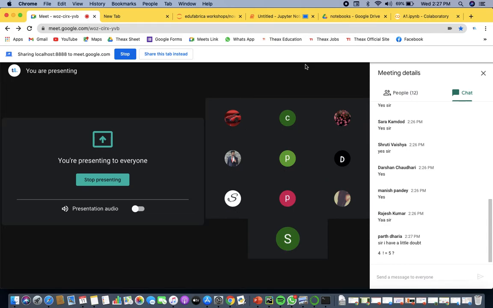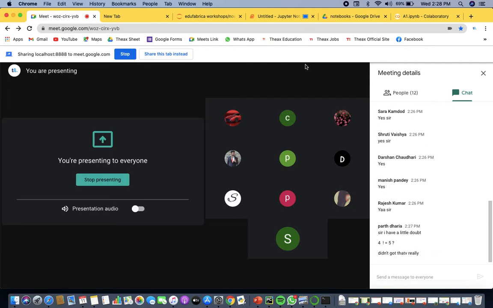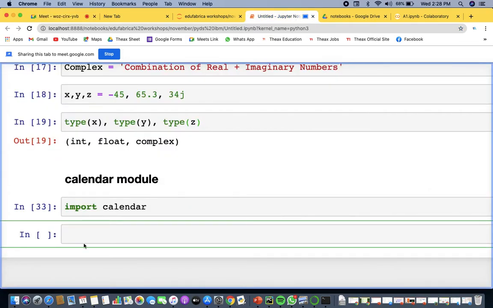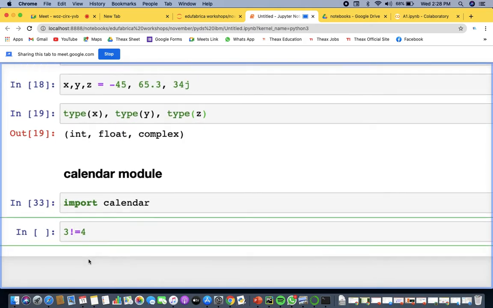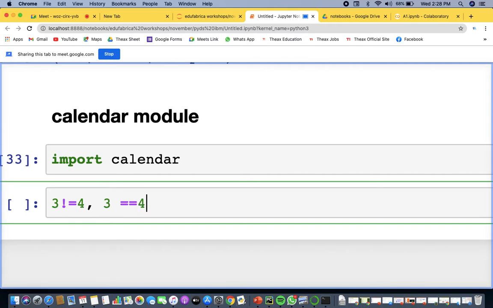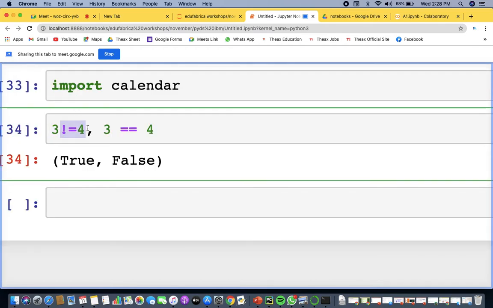Parth is having a doubt. Yes, Parth, you can ask what doubt you are having. Sir, there was 4 != 5, I didn't really get that condition, and it displayed true. Okay, fine. See, when I say 3 is equals to 4, I use double equals there, right? But when I say 3 is not equals to 4, I have to use that exclamation symbol. That stands for the not sign, right? Not equals to, we use != here. So the result, yes, 3 is not equals to 4 is exactly the correct statement, that is, it is true. Okay, sir. Got it.